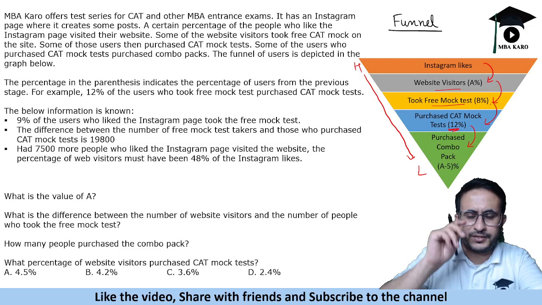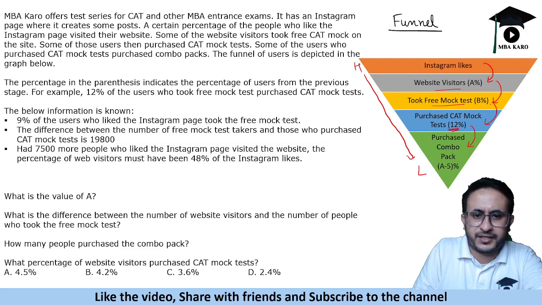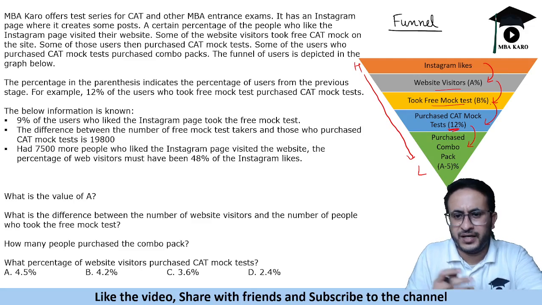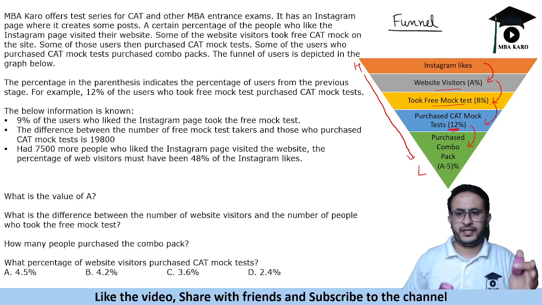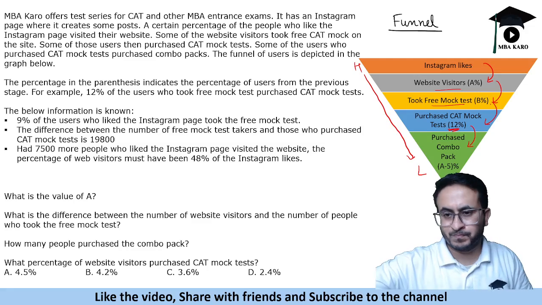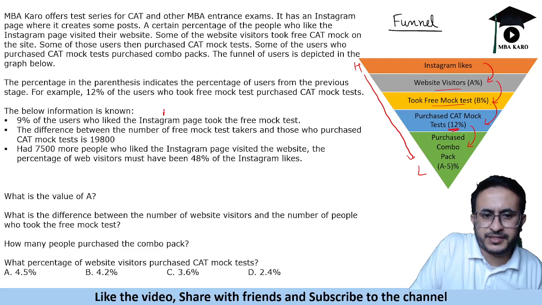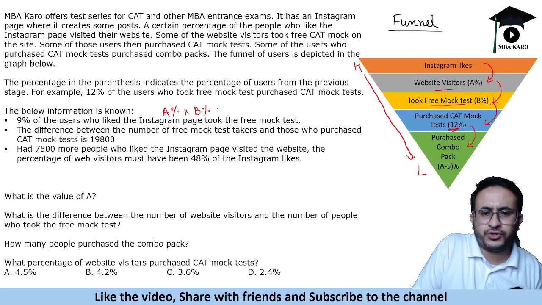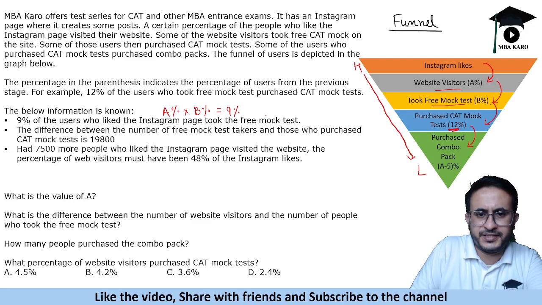Okay, so let us look at the information which is given. It says that 9% of the users who liked the Instagram page took the free mock test. Now how do we interpret this information? So 9% of Instagram page likes. Website visitors is A% of Instagram likes, and the free mock test is B% of this. So A% into B% is 9%. This means A into B is 900.